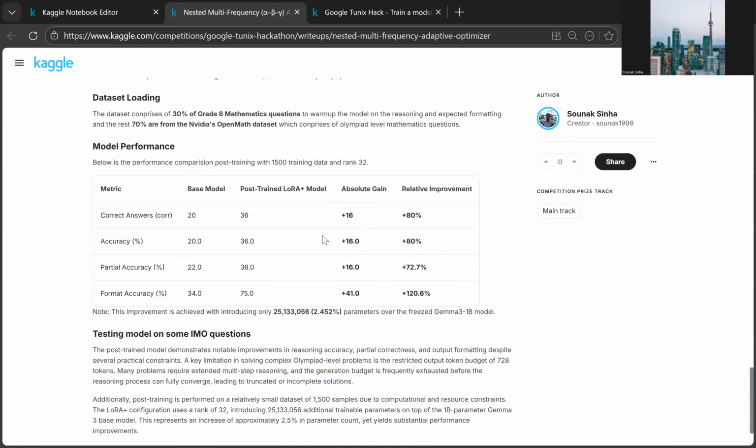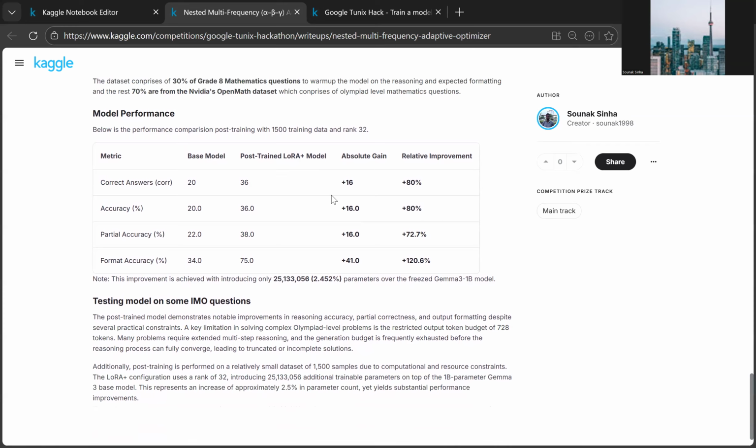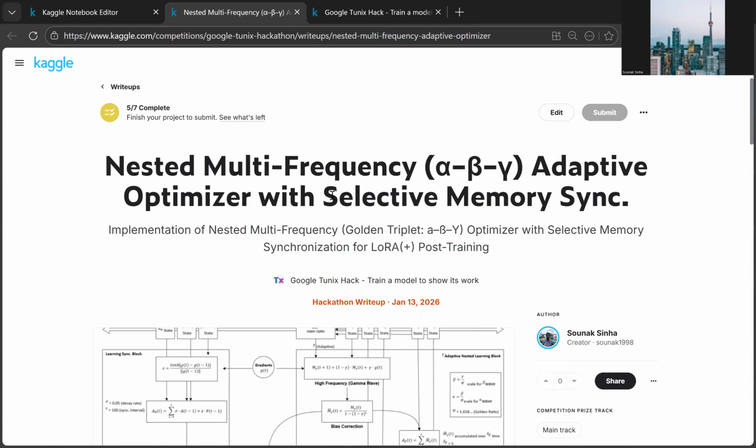One of the main constraints I faced is that for complex problem solving, a 728 output token limit was very limited, because it often got exhausted on multi-step long answers. Increasing this would also increase the accuracy to a huge extent. So this is the overall implementation of the nested multi-frequency adaptive optimizer with selective memory synchronization.